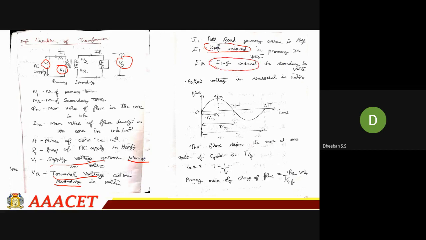E1 is easy to describe because it is at the primary side, where we supply the voltage. Here capital A refers to the area of the core. We have already seen about the core, and the entire windings will be wound around the core. So A is nothing but the entire area of your core. Next, f is the frequency of the AC supply. In our household we use 50 hertz supply.